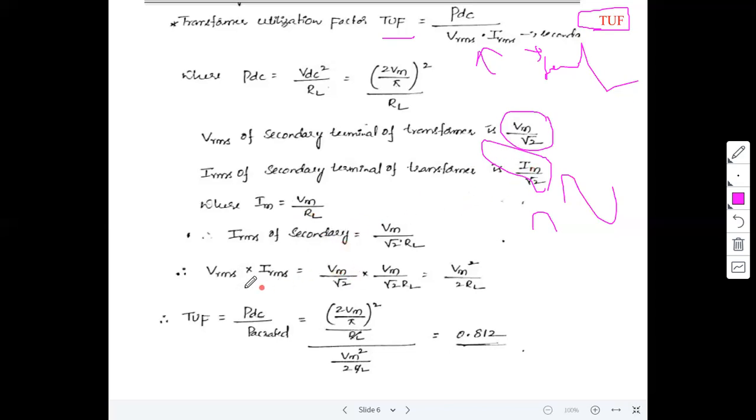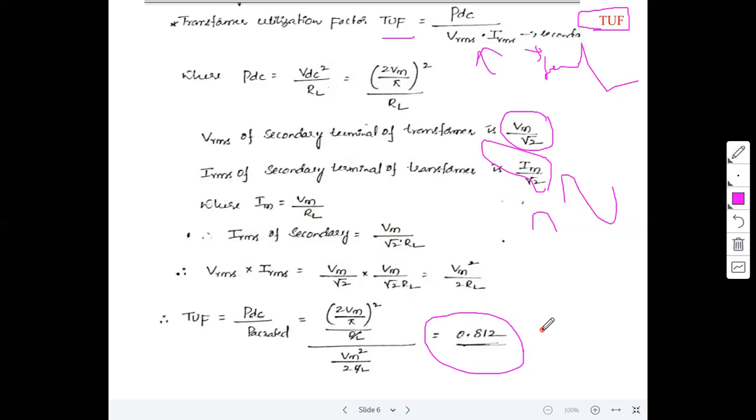That is, Vrms is equal to Vm by root 2, Irms is equal to, in terms of Vm, Vm by root 2 into RL, and after some simplification, the transformer utilization factor is 0.812. Okay, this is a maximum compared to the center tap as well as half wave rectifier, right?